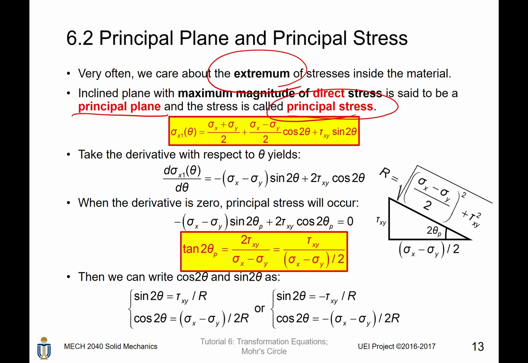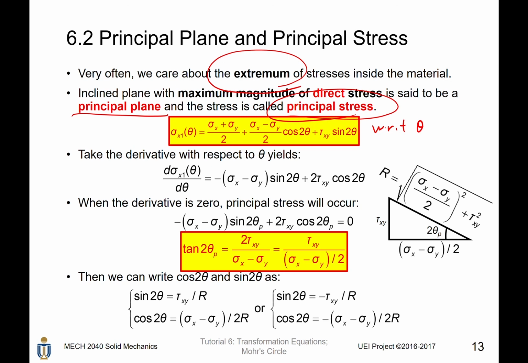To do this, we are going to find the maximum of the stress with respect to theta. Still, recall that we are talking about the angle of inclination. Therefore, we are interested in the variation of stresses with respect to theta, the angle of inclination. That is, we try to model our transformation equation as a function of theta. As we have learned before, the transformation equation has a lot of variables like sigma x, sigma y, as well as tau xy.